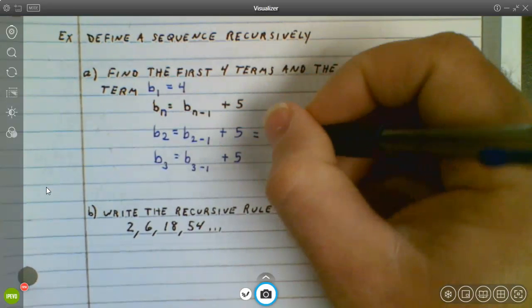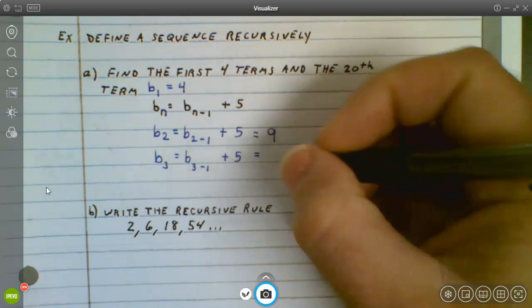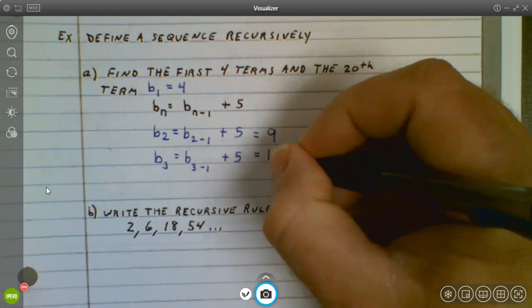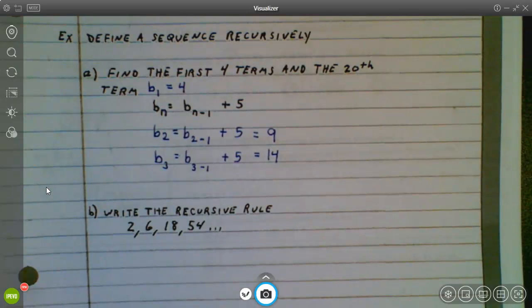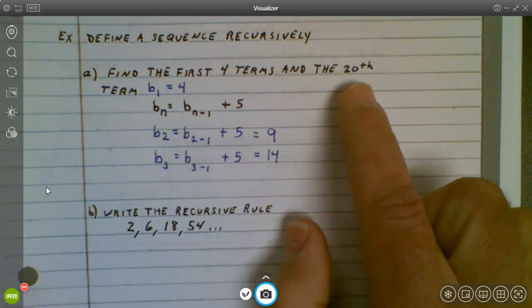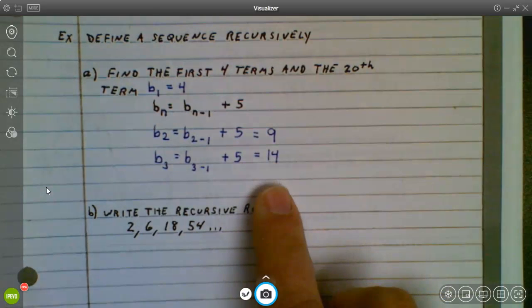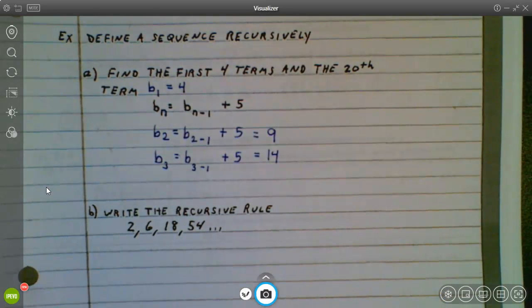So let me just throw in the answers to these guys. So if I add 5 to the first term, I get 9. If I add 5 to the next term, I get 14. And you could keep going on and on with this, but here's the issue, and this is why I don't like the recursive rule, is how do I now find the 20th term? If there's no formula like I had up above, the only way for me to get to the 20th term is to continue down this road until I get to the 20th term, right? And I really don't want to do that. What if they said, what's the 100th term? I definitely don't want to do that.